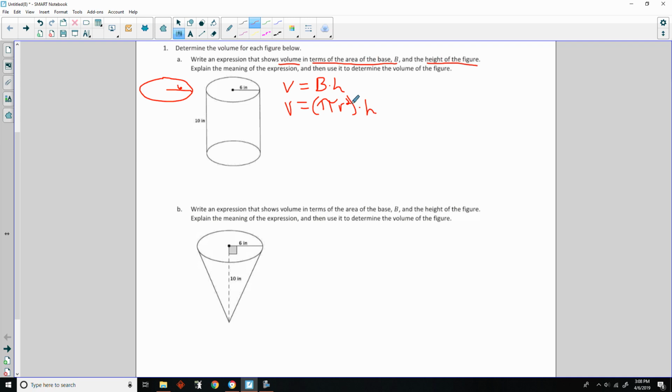All right, so now once we've broken it down to this, we substitute in our givens. So the volume equals pi times the radius 6 squared times the height 10. Volume equals pi, 6 squared is 36, times 10 is 360. Rewrite this so that pi comes last, and the answer is 360 pi inches cubed. So the volume is 360 pi cubic inches.